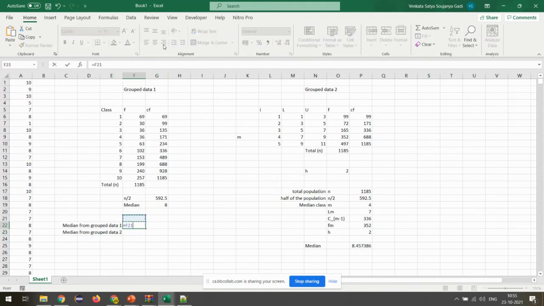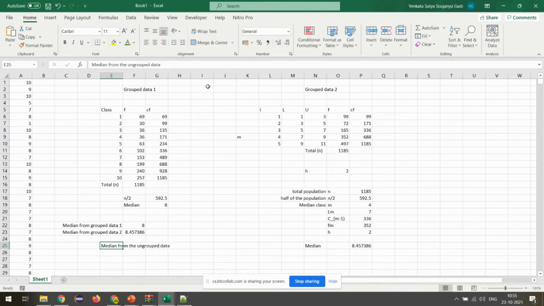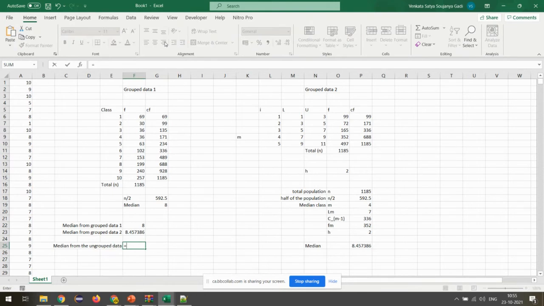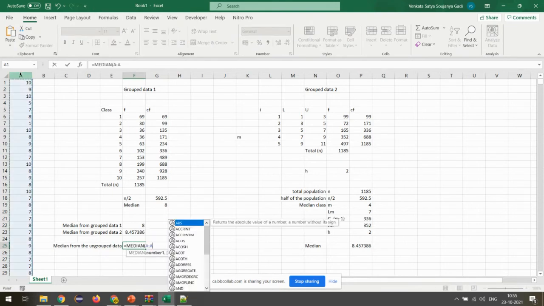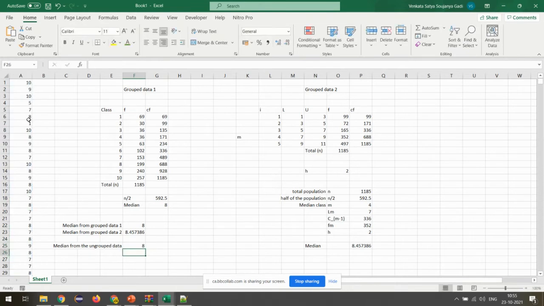We got median from the group data 1 is 8. Median from the group data 2 is 8.45. So what is the median from the ungroup data? The median from the ungroup data, let's calculate using the Excel formula, median of the ungrouped data is 8.